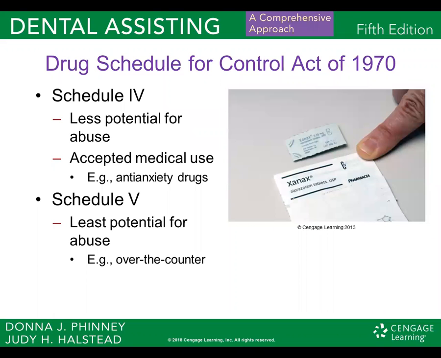Schedule 4 has less potential for abuse. For example, anti-anxiety drugs, Xanax. It's still Schedule 4, less potential, but we're still a little bit leery about giving them too much just because we've had so many people try and abuse it. Schedule 5 drugs are just over the counter, like just regular over the counter medicine. So Schedule 1 drugs have a much higher abuse potential and are much more dangerous than Schedule 5 drugs.